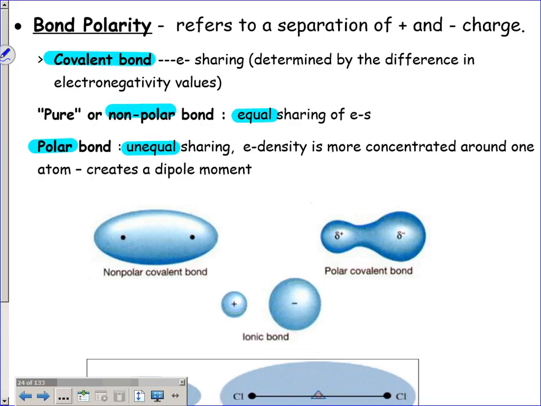Let's draw before I get to bond polarity. Nope, hold on, pause. I'm going to talk about this first, and then we're going to draw a little bit. Bond polarity. Levi's group did a good job of talking about why electronegativity difference matters. That's why it matters: it creates a bond that doesn't have an equal distribution of electrons.